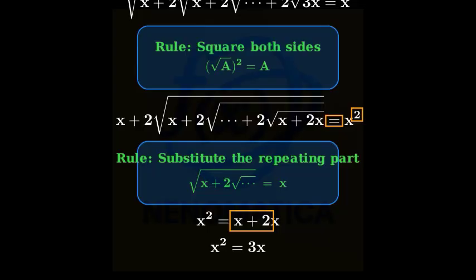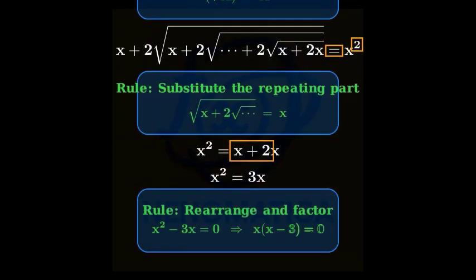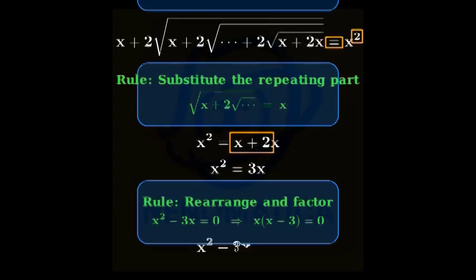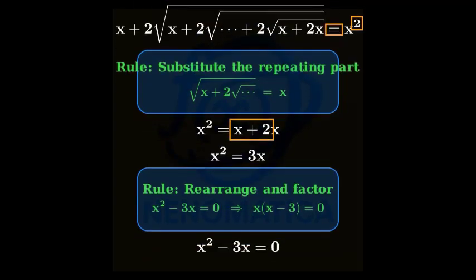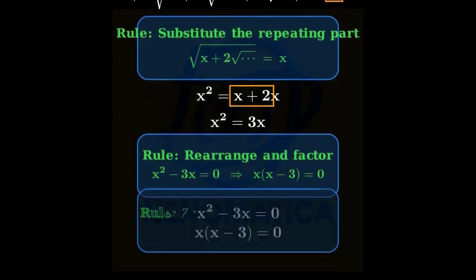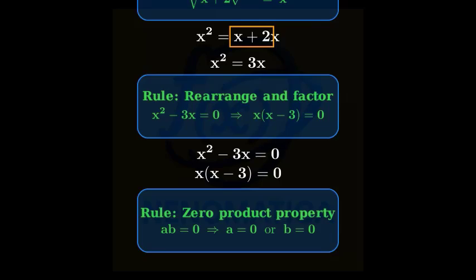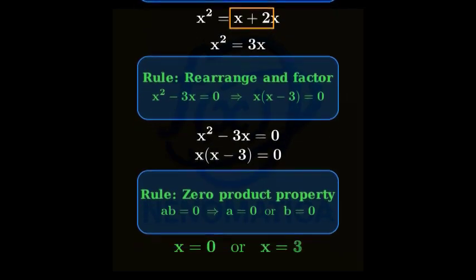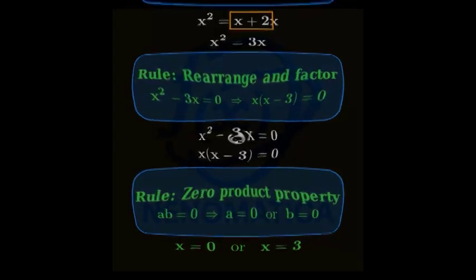Step 4. Move all terms to one side, then factor. We'll use standard quadratic rearrangement and factoring. First, x squared minus 3x equals 0. Then factor x times x minus 3 equals 0. Step 5. Apply the zero product property. If a product is 0, at least one factor is 0. So x equals 0, or x minus 3 equals 0, which gives x equals 3. Both are non-negative, so they satisfy the definition of the radical.